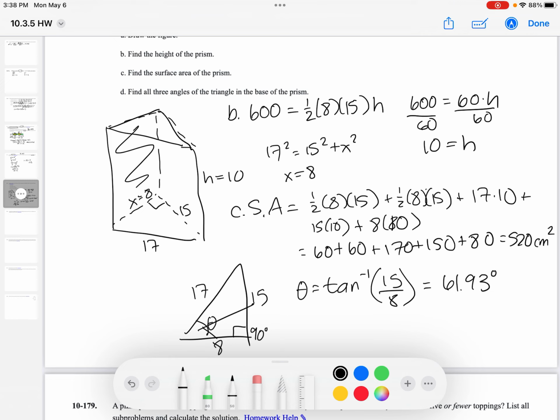And I could also use a trig ratio to find this third one, or I could just use the triangle sum theorem and say 180 minus 90 minus 61.93, and I get 28.07.